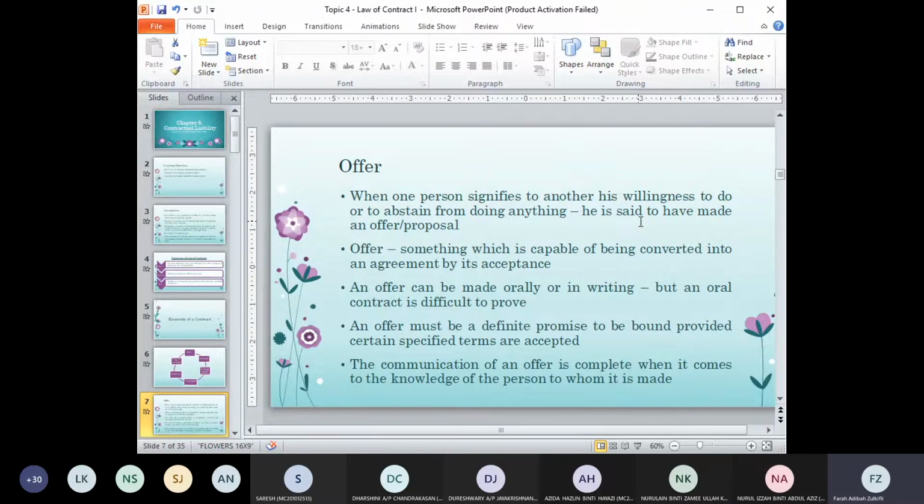Okay, so the communication of an offer is complete when it comes to the knowledge of the person to whom it is made.